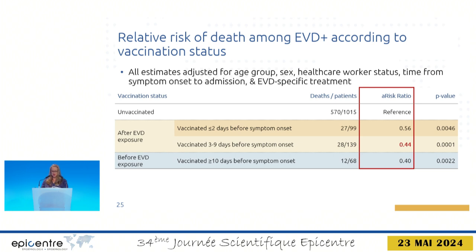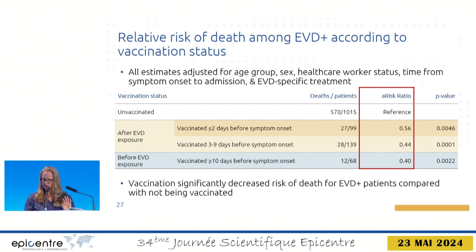Those vaccinated 3 to 9 days before symptom onset had an adjusted risk ratio of 0.44. And those vaccinated 10 days or more before symptom onset had an adjusted risk ratio of 0.40. Overall, we see that even after adjusting for all risk factors, for example, whether you arrive early or late, whether you receive EVD-specific treatment or not, vaccination significantly decreased the risk of death for EVD-positive patients compared with not being vaccinated.